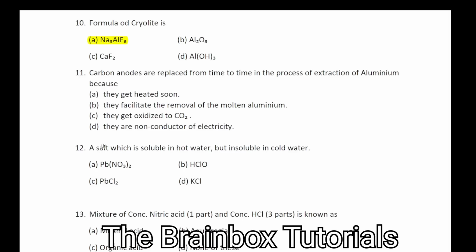Okay, now coming to number 11. Carbon anodes are replaced from time to time in the process of extraction of aluminium because option A, they get heated soon, option B, they facilitate the removal of the molten aluminium, option C, they get oxidized to carbon dioxide, and option D, they are non-conductor of electricity. And here the correct option is C, they get oxidized to CO2.